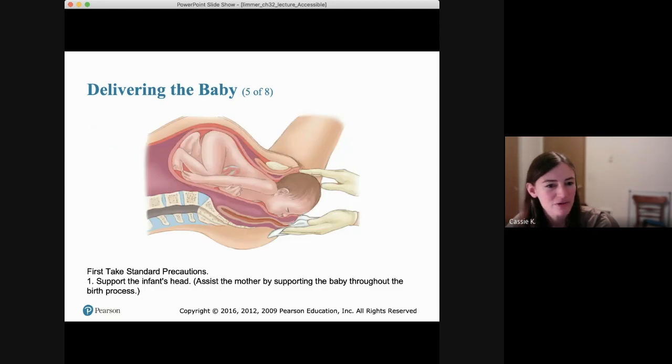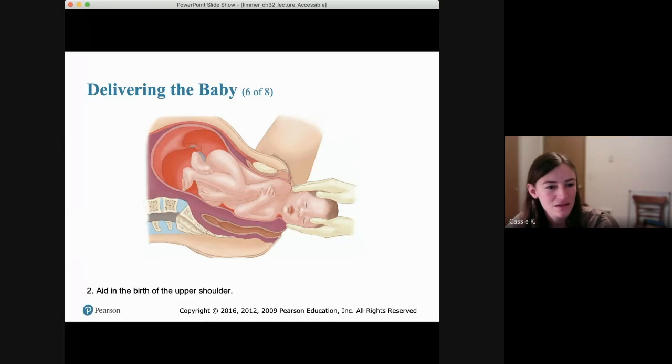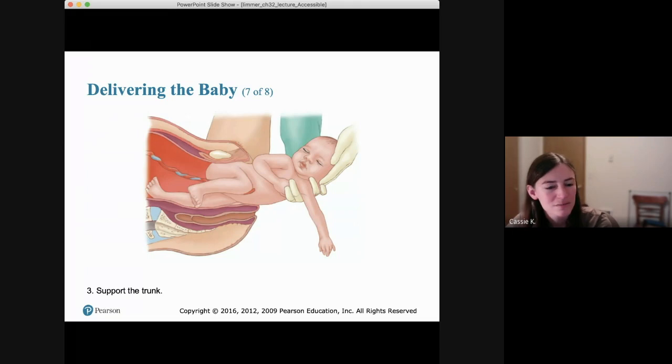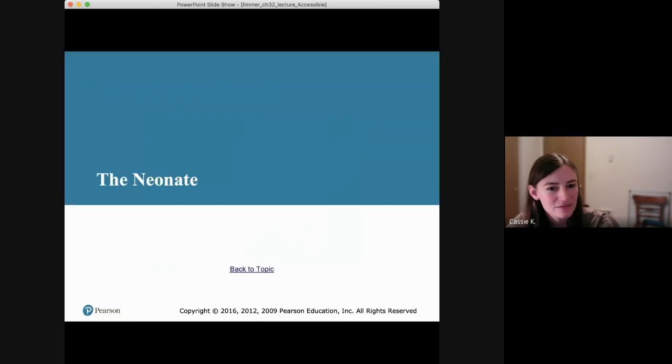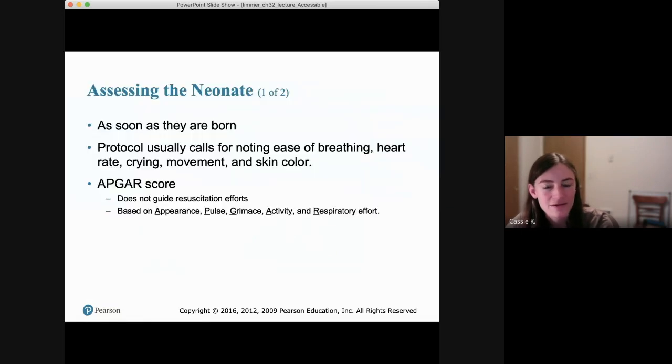So a picture of supporting the head, then helping guide out the shoulders, support the trunk, support the pelvis and lower extremities. All right, and now we sort of have two patients. As soon as the baby's born, we've got both the mother and the newborn to worry about.